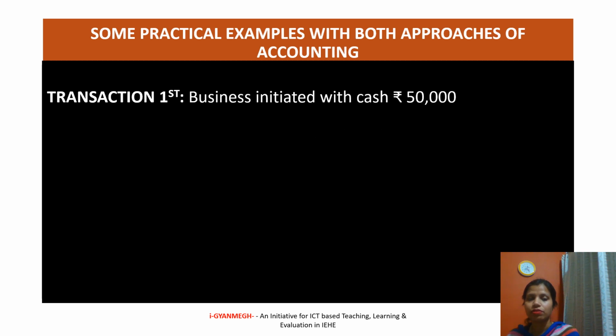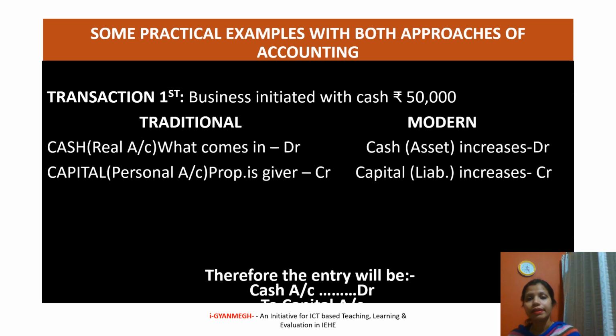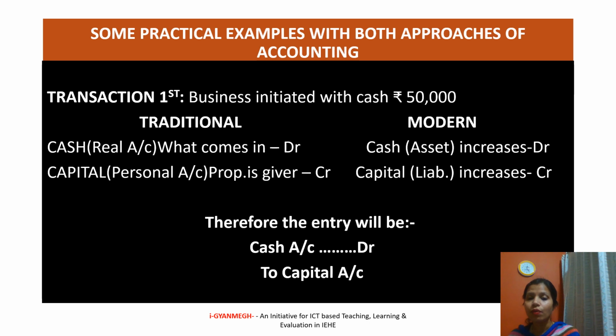Now we are going to see some examples related to traditional and modern approaches. Here is the first transaction. Business initiated with cash rupees 50,000. It means here we are starting our business with 50,000 rupees. So the entry will be cash account debit to capital. But how it will get debited and credited according to the traditional and modern approach, this we are going to see. According to the traditional approach, cash is a real account, so what comes in will be debited. And capital is a personal account because here the proprietor is a giver, therefore it will get credited.